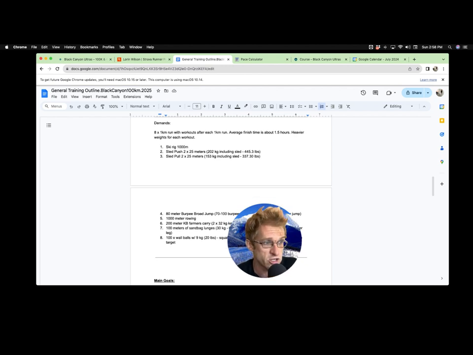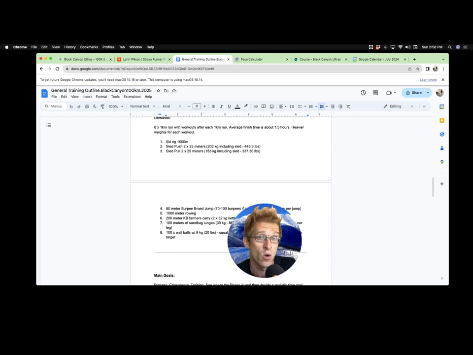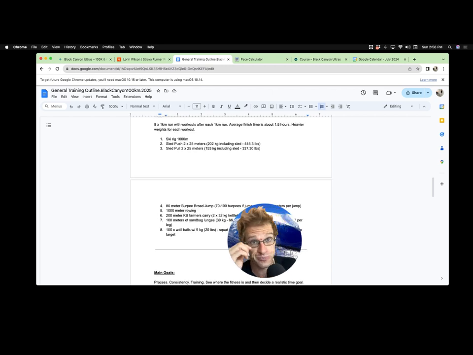80 meter burpee broad jump. So that's going to be about 70 to 100 burpees if we jump about 0.8 to 1.2 meters per jump, which is about 3 feet, right? 39 inches. 1,000 meters of rowing. Going to have to really work on that technique and form.